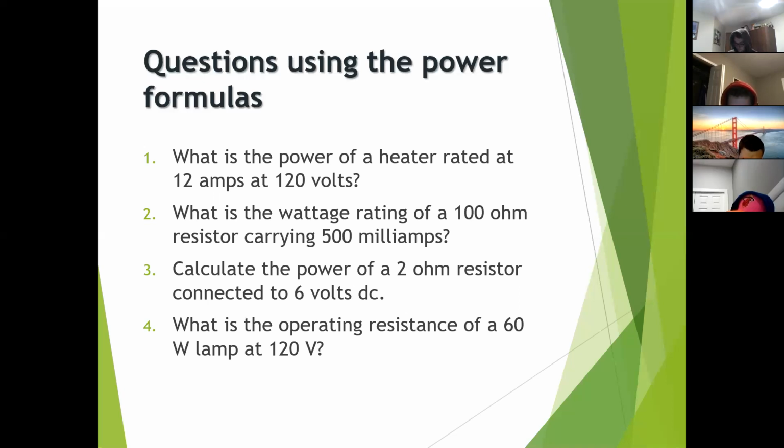For the final one, what is the operating resistance of a 60 watt lamp at 120 volts? We've been given volts. We've been given watts. We have to transpose this formula to get R is going to be equal to E squared divided by P. Or in other words, 120 volts squared divided by 60, which will give you an ohmic value of 240.